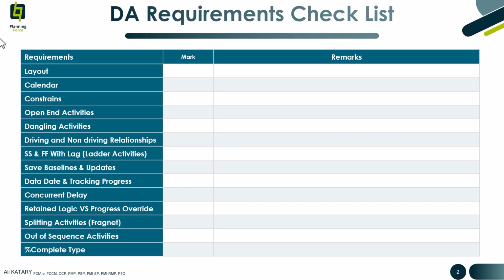The following requirements checklist should be reviewed before beginning your delay analysis. For layout, you need to select the necessary columns in Primavera P6 and save the layout for future use. Calendar: ensure all construction activities use the same calendar. Also, you need to verify the project calendar for accuracy.